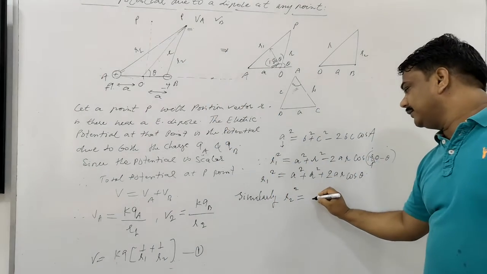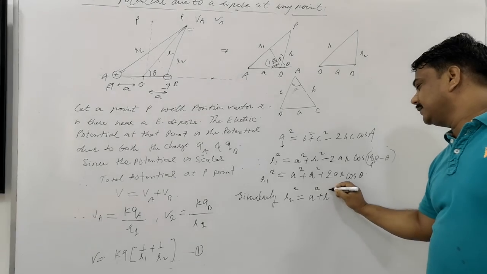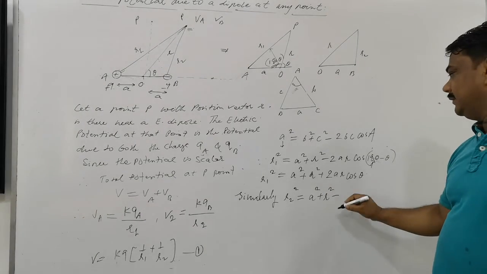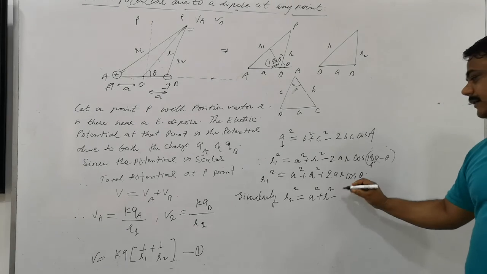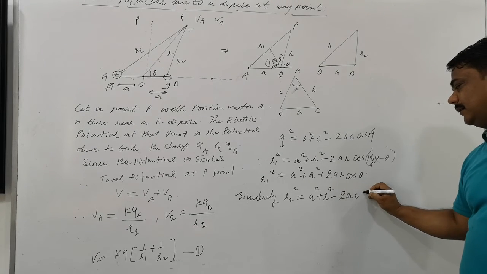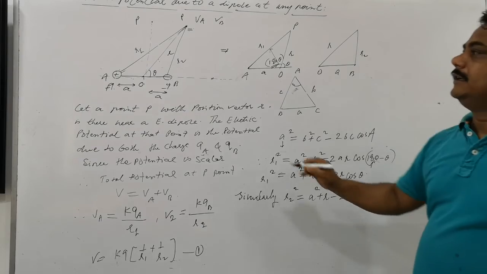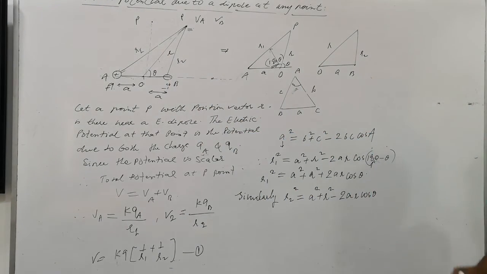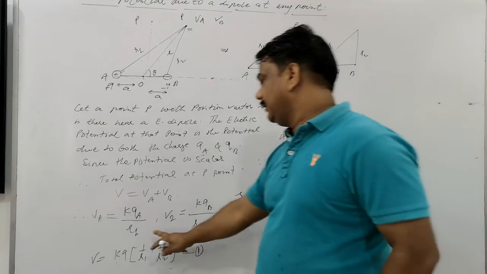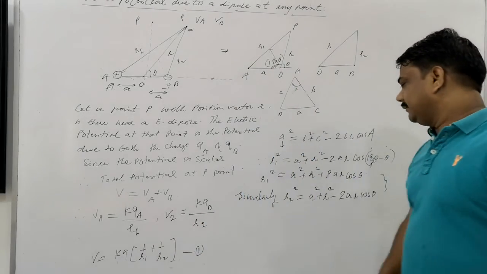So what we can write: r2 squared is equal to a squared plus r squared, and here the formula is minus, it's a minus, clear? And then twice a r cosine theta. Here the angle will be directly theta, not 180. Clear, right? These two equations are being formed here. Now we have to solve them, because we have to find the value of 1 by r1 and 1 by r2. So how can this be done?